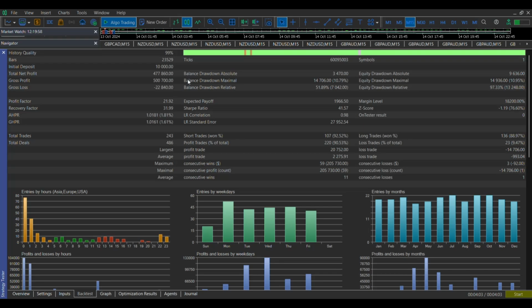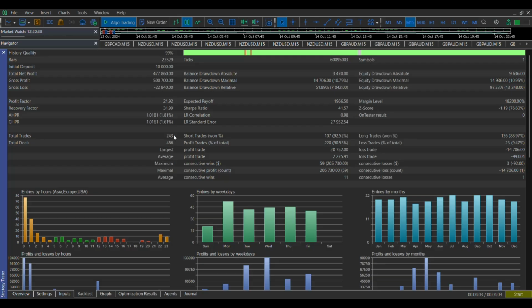As you can see, in a full year from 13 October 2024, a total of 243 trades were made. Out of 243 trades, 10 short trades and 136 long trades were successful. So as you can see here, the overall win rate is around 19.53% over a full year duration.